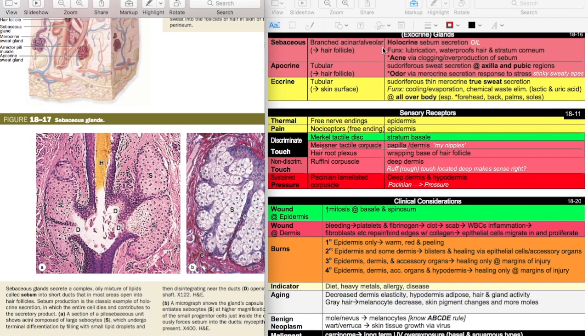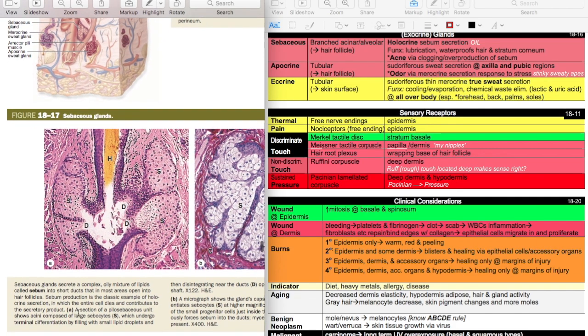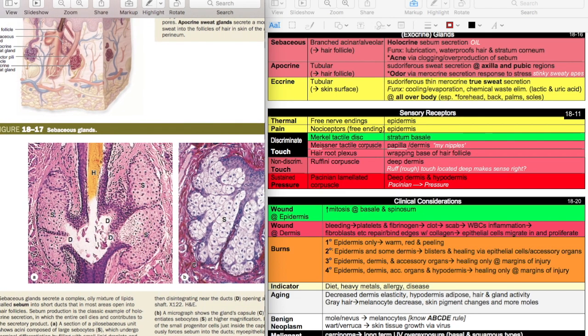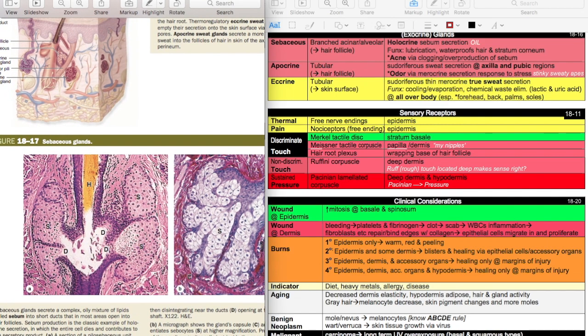Sebaceous glands are unique because they're the ones that make oil. There's only one that makes oil. It's the holocrine type of secretion, and it's the only one that has this branched type of shape. If you look on the left side, figure 17, sebaceous glands, you can see that picture A is a microscope picture of a sebaceous gland, and we've got another view on this side. But they have this kind of branchy shape. They're not just a simple tube.